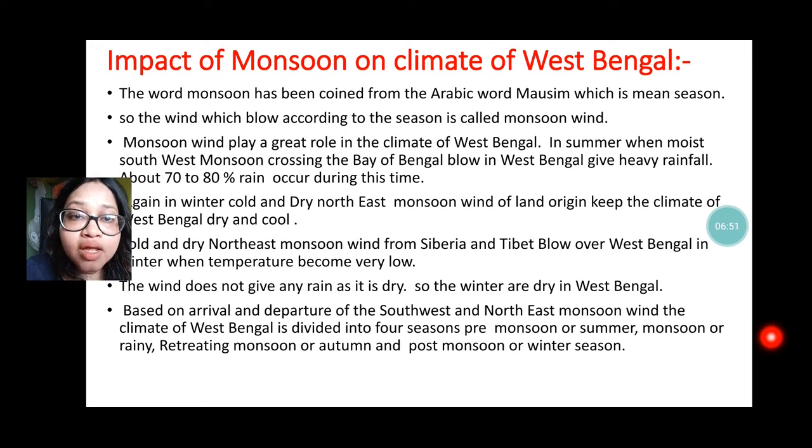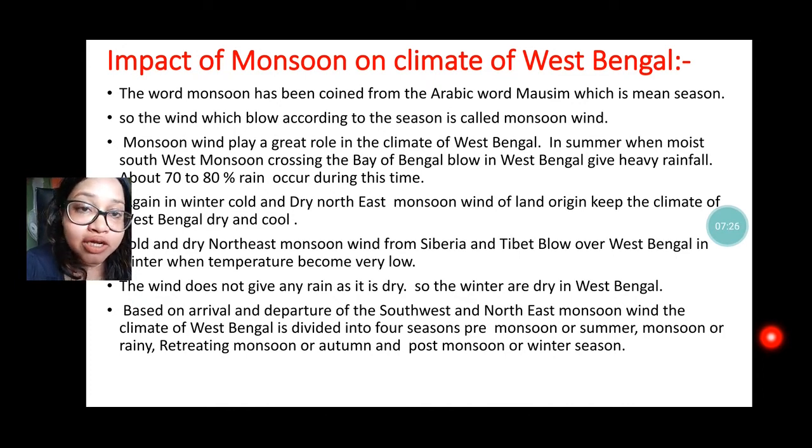Okay, now we will discuss the impact of monsoon on the climate of West Bengal. What is the impact of this monsoon on the climate of West Bengal? You know that the word monsoon comes from the Arabic word, which means season. So the wind that blows according to the season is called the monsoon wind. Monsoon wind plays a very vital role in the climate of West Bengal.